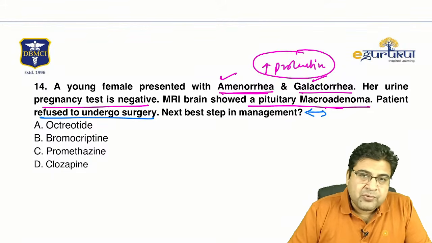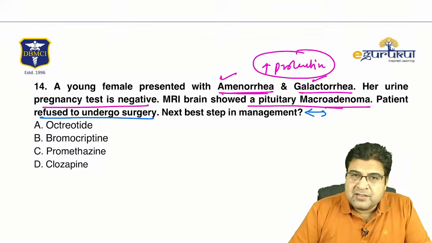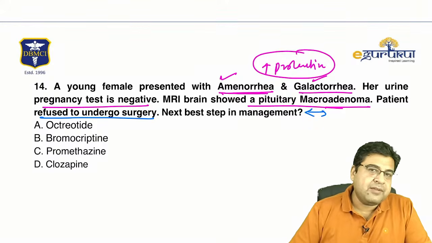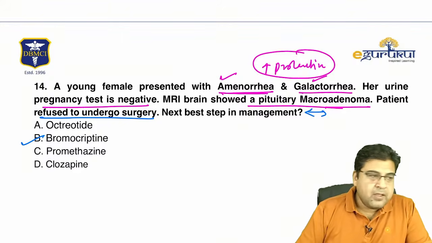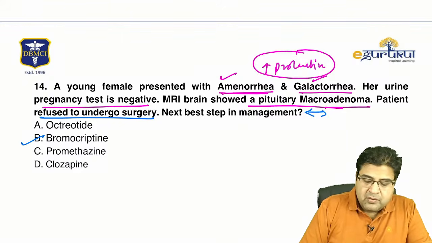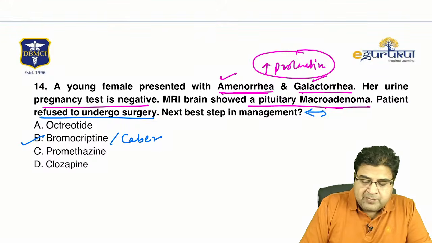Now what do you do? So the answer is we have to give the medicine that will reduce the prolactin level. So we have the drug bromocriptine. Bromocriptine is a medicine. Bromocriptine, cabergoline are the medicines.